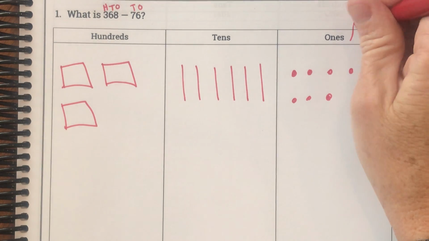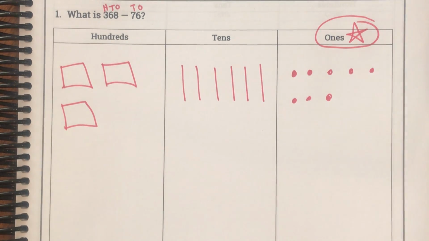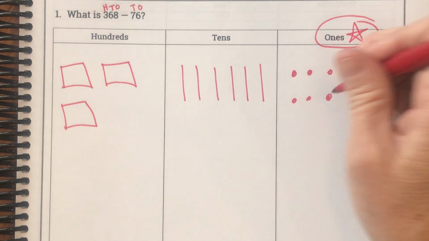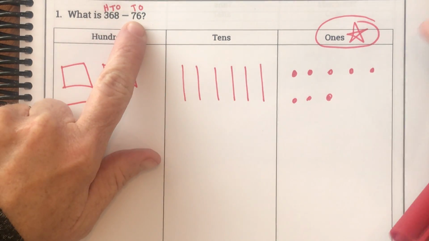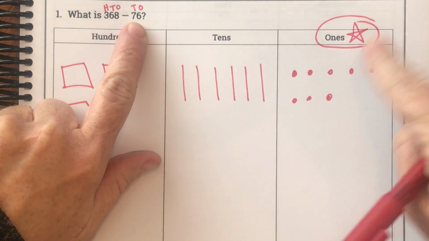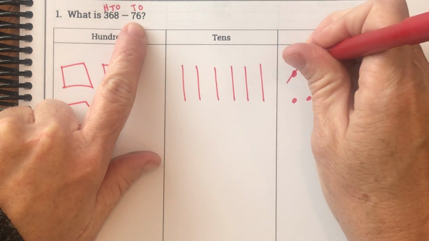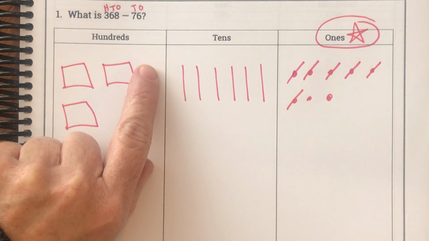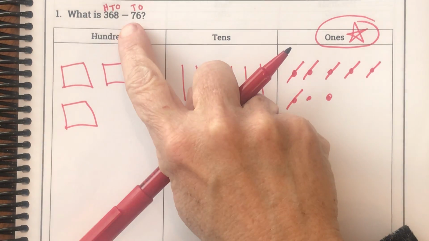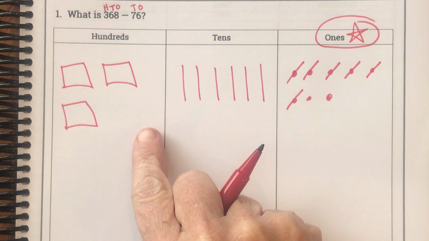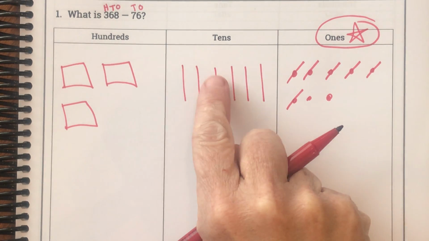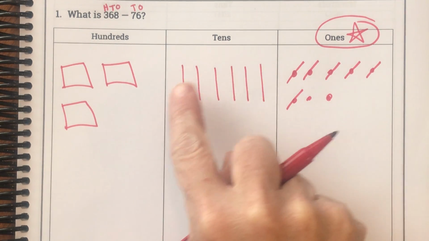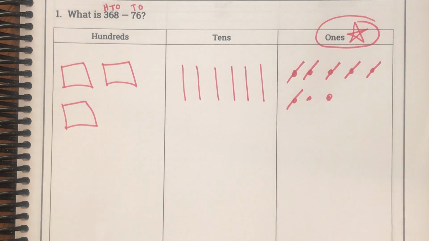Okay, just like we've done, we always start in the ones place. That's where I start subtracting, okay? They want me to subtract 6 ones. Do I have enough? I do have enough, so let's subtract them. 1, 2, 3, 4, 5, 6. Okay, they want me to subtract 7 tens. Am I going to have enough? Let's see, I have 1, 2, 3, 4, 5, 6. If I have 6, can I take away 7? No, you don't have enough. You can't take away more than you have.